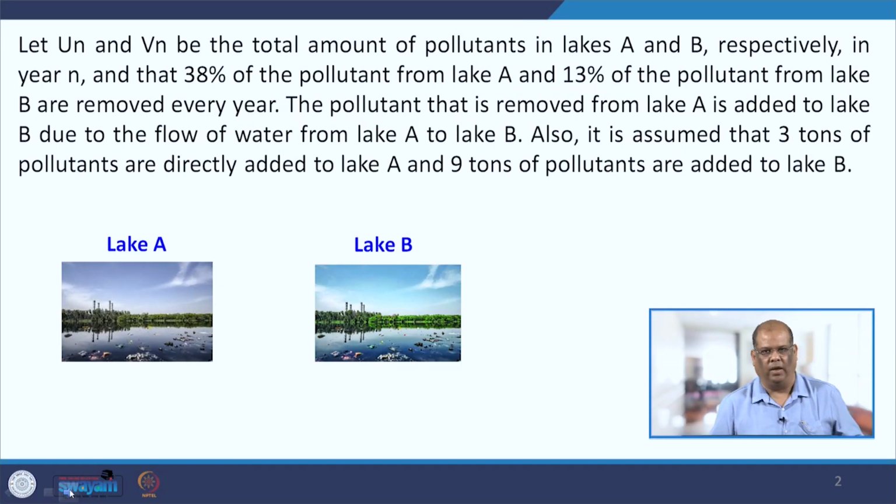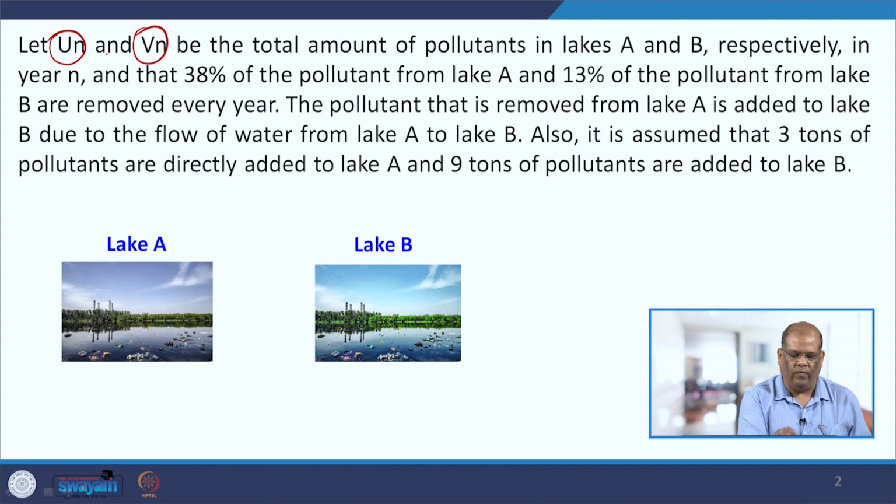So we take one such example where there are two neighboring lakes, how the pollution there is happening, and what we can do about its control. Let's take two lakes A and B. The problem is defined like this: you have Un and Vn, the total amount of pollutants in lake A and in lake B respectively after some year n.